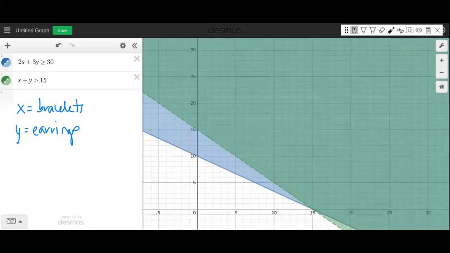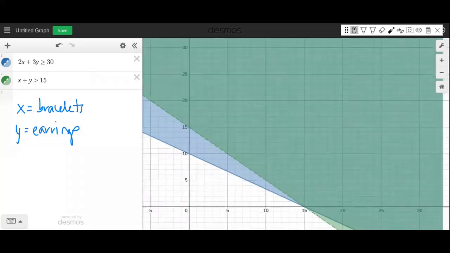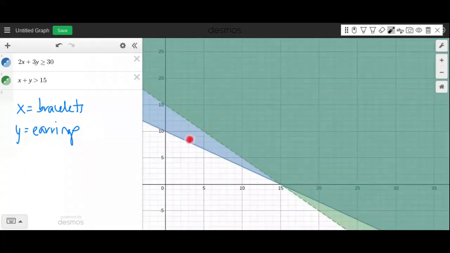And then any partial or decimal values, because you can't sell half of a bracelet or half of a set of earrings. Again, we want to be careful because there is a dash line here, so any points on the dash line would not work. And the other thing to keep in mind is that any of the points in the blue region or in the lighter green region are technically only solutions for one or the other of the inequalities.